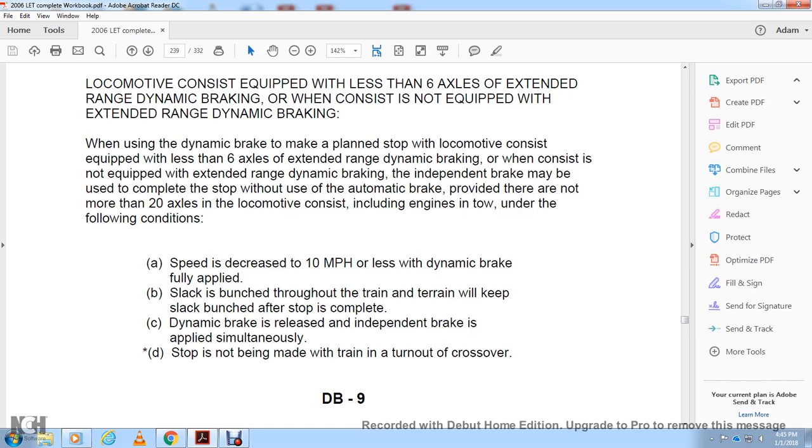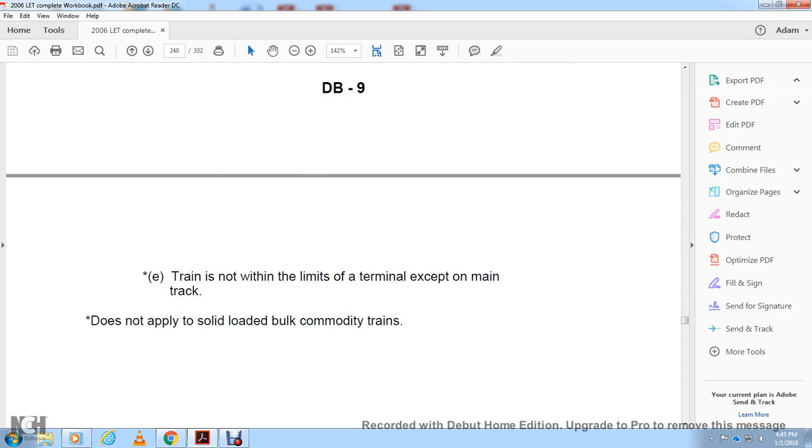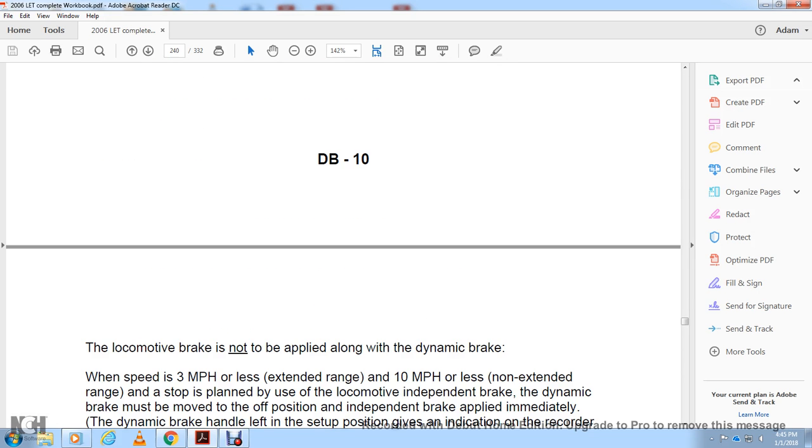in tow. Under the following conditions, speed is decreased to 10 miles an hour or less, and then with the dynamic brake fully applied, slack is bunched throughout the train, which will keep the slack bunched after the stop is complete. The dynamic brake is released and the independent brake is applied simultaneously. The stop is not being made with the train in a turnout or crossover, the train is not within the limits of the terminal exempt on the main track, and the star means this does not apply to solid loaded bulk commodity trains.